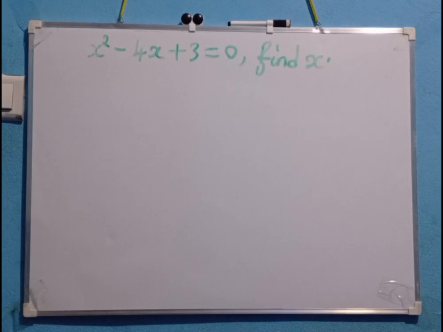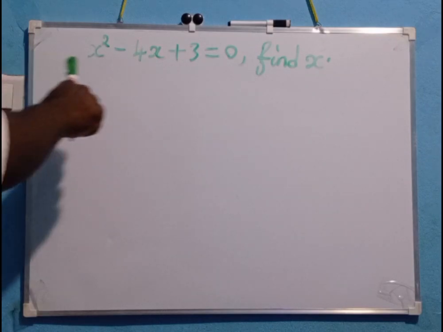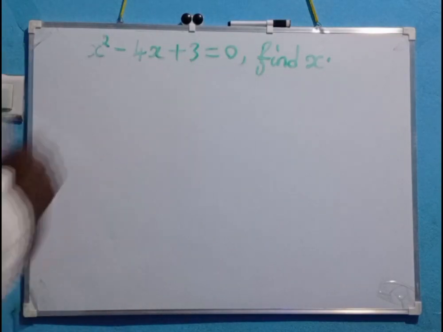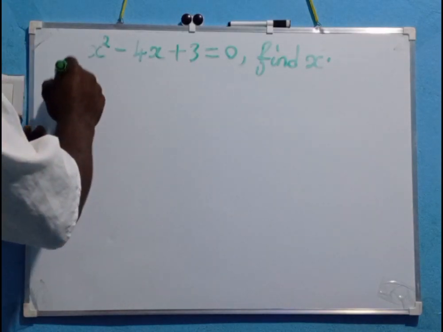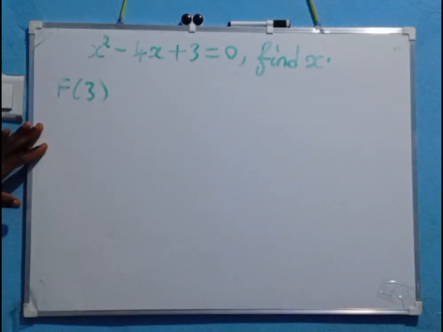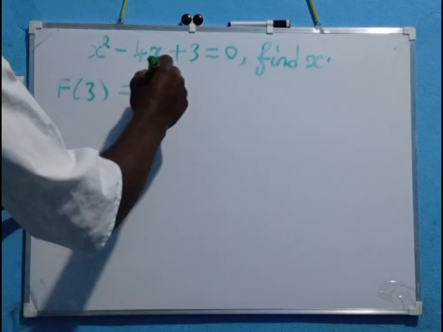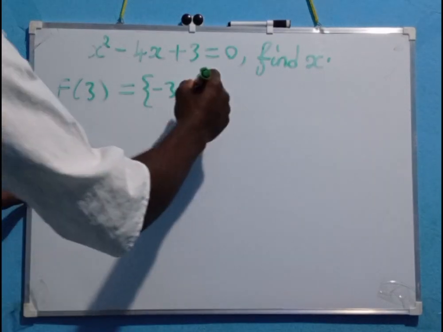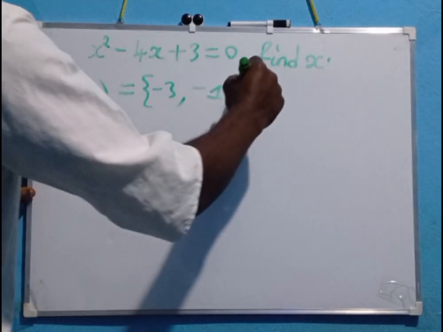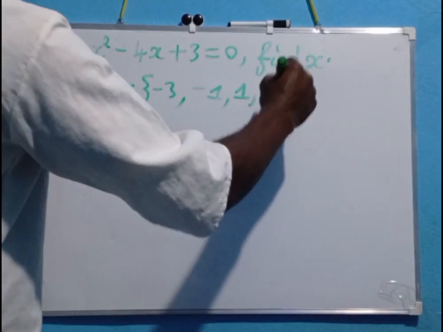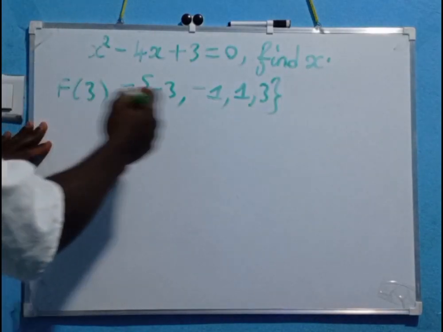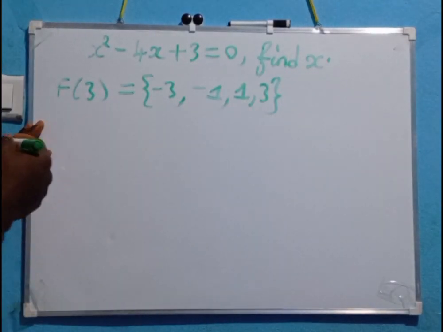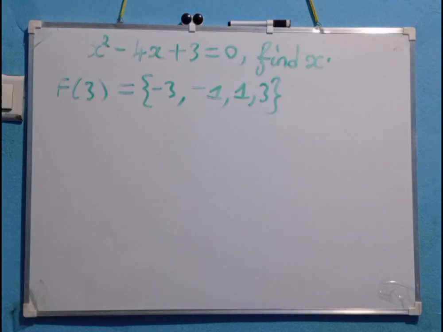So for us to solve this quadratic equation by that method, the first thing we are going to start by writing out is the factors of the constant term. If you look at this quadratic equation, you'll see that 3 here is a constant. We are going to start by writing out the factors of 3, which is denoted as F3. F3 is simply equal to negative 3, negative 1, 1, and 3. You can see the number 3 has two positive factors, 1 and 3. That's why 3 is a prime number.